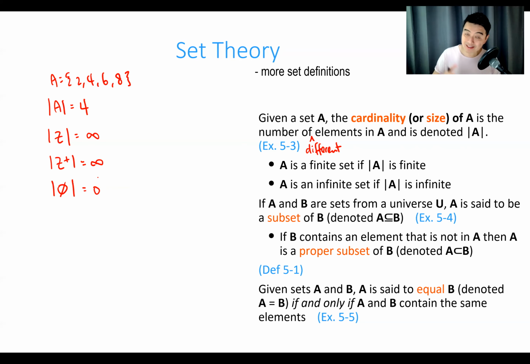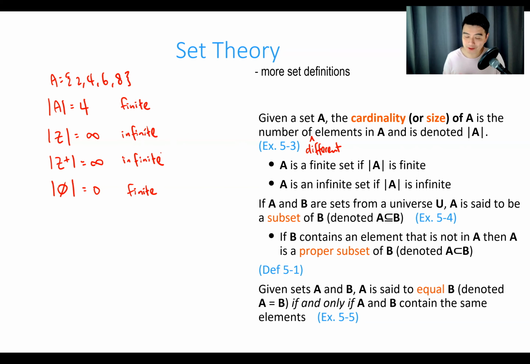Now, we should make a distinction between what we call finite and infinite sets. There are finite sets and there are infinite sets. In short, if the size is countable, then we would call this a finite set. If the size is not countable, we call it an infinite set. So here, this A is finite. The empty set is also finite because it is represented by a number. And in these two cases, these are infinite sets.